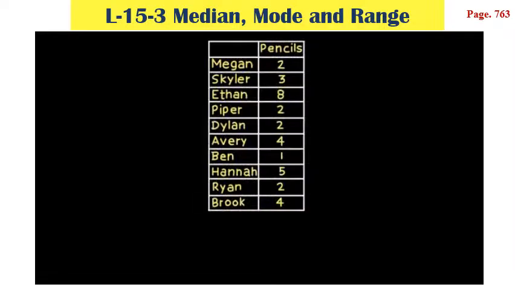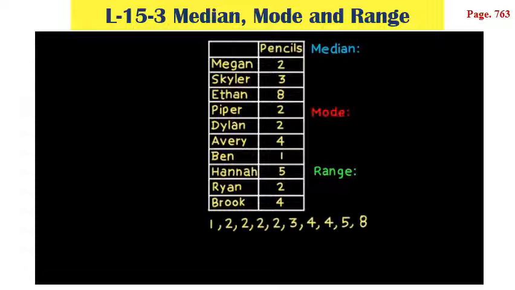Nolan asked 10 friends how many pencils they had in their backpacks. Nolan wants to summarize his data using median, mode, and range. First, Nolan writes his data values from least to greatest. The median is the middle value. But the middle of Nolan's list is shared by the 5th and 6th values, a 2 and a 3. So to find the median, Nolan found the average of the two middle values. His median value is 2.5.